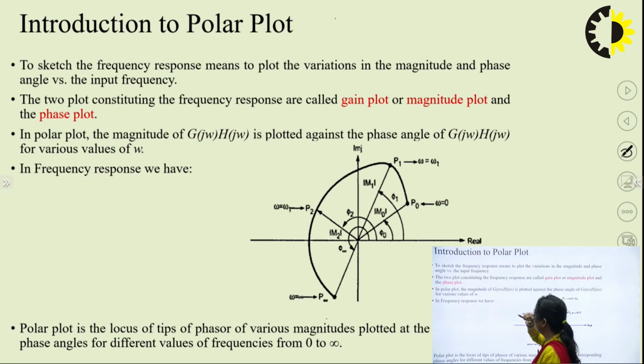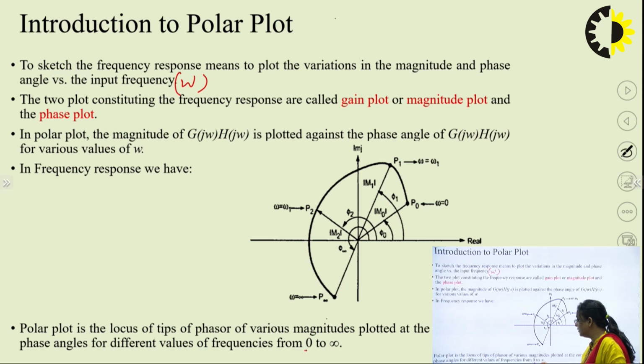Starting with the introduction, polar plot, as I have told you, is one of the commonly used methods to sketch the frequency plot. What do you mean by the frequency plot or frequency response? Sketching the frequency response means to plot the variation of the magnitude of G(j omega) and the phase angle of G(j omega) with respect to the input frequency, that is omega. In case of polar plot, this input frequency omega will vary from 0 to infinity.